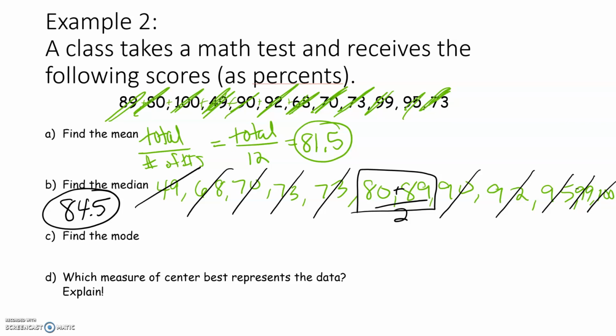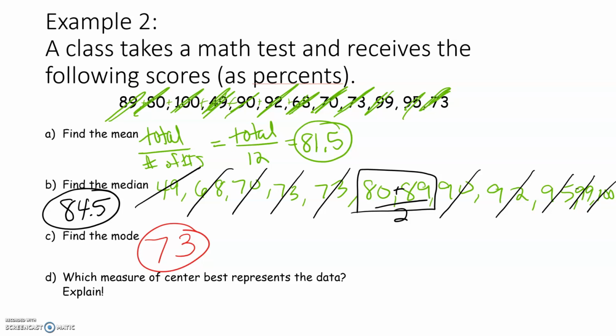And then the last one that we're going to find is our mode. Remember, mode is most often, MO, most often. Okay. So we are trying to figure out what repeats. So in my data, what repeats? The only thing that I see that repeats is 73. So my mode is 73.